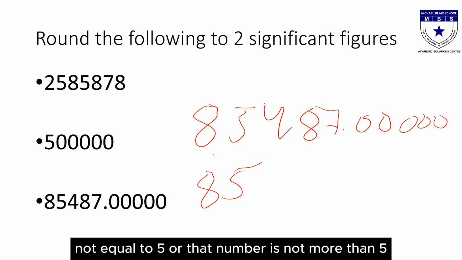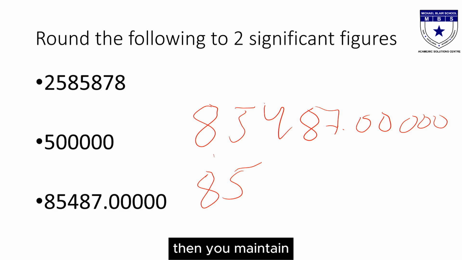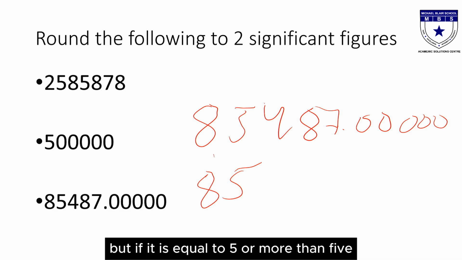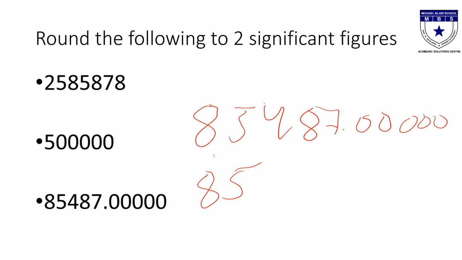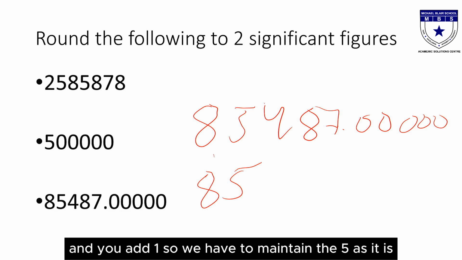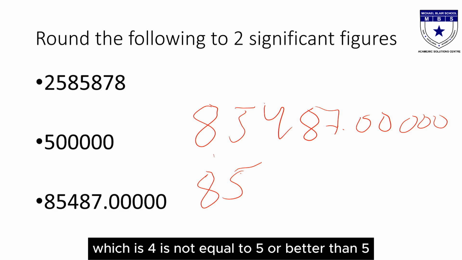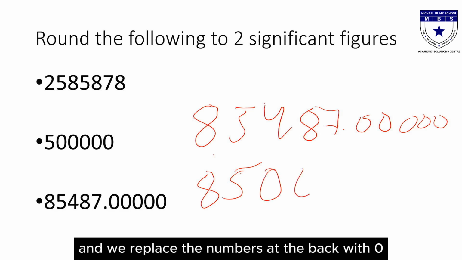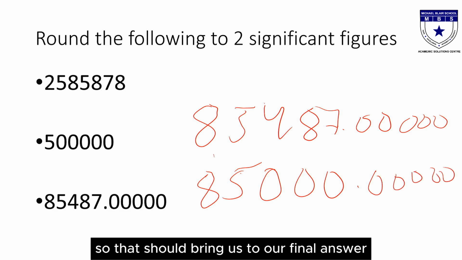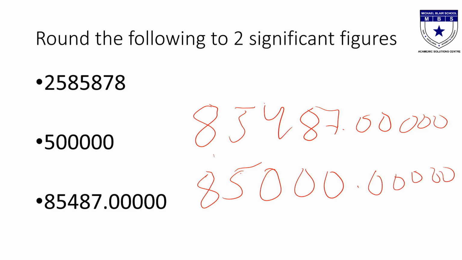If that number is not equal to 5, or not more than 5, then you maintain. But if it is equal to 5 or more than 5, then you add 1. So we maintain the 5 as it is, because the number at the right, which is 4, is not equal to 5 or greater than 5. And we replace the numbers at the back with 0. So that should bring us to our final answer.